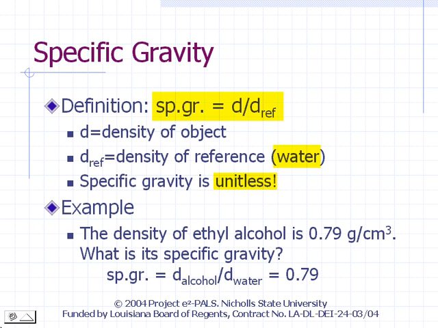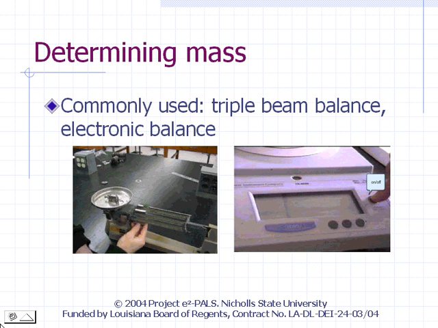What is the specific gravity of ethyl alcohol if its density is 0.79 grams per cubic centimeter? Since the density of water is very close to 1 gram per centimeter cubed, the specific gravity is essentially equal numerically to the density in grams per centimeter cubed. In other words, the specific gravity of ethyl alcohol is 0.79. No units.